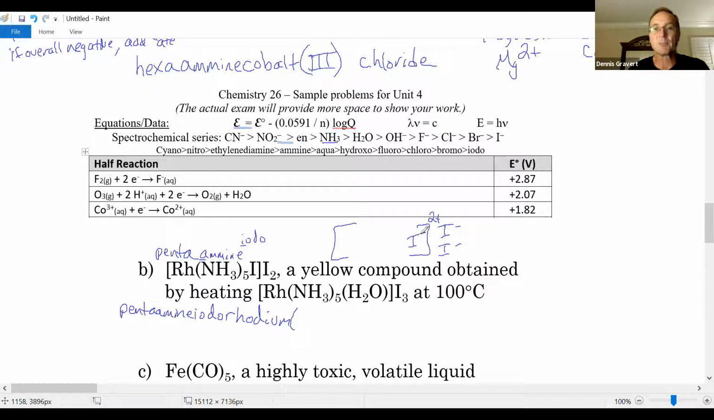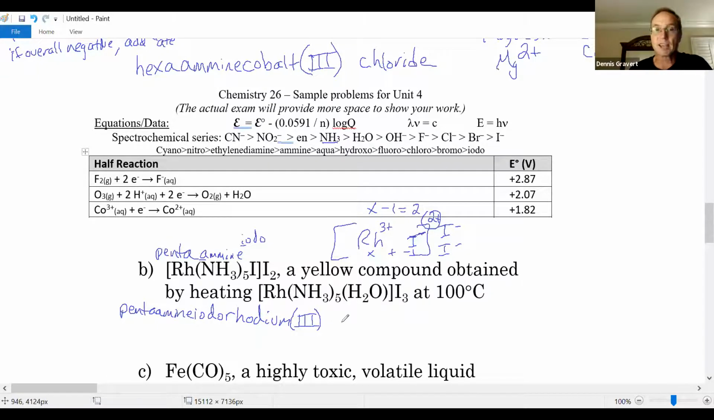Inside here, there's an I- covalently attached, and the ammonias, which have no charge. So the rhodium and the iodine together, rhodium, I don't know its charge, iodine I do, it's a -1, together they add up to +2. If you like algebra, it would be x minus 1 equals 2. Add 1 to both sides, x is 3. Rhodium is a +3 again. 3 minus the iodine's charge gives you a net +2, and that balances out the iodide's outside.